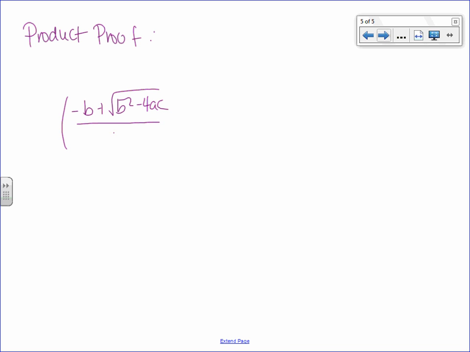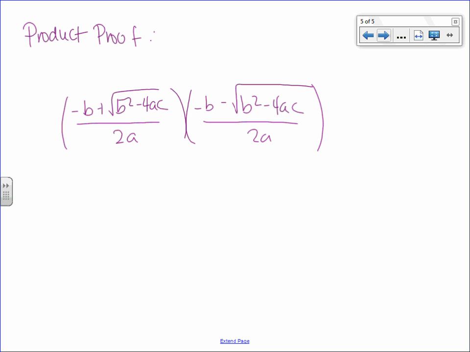We can do a similar proof for the product of the roots. Okay, so product proof. Now I'm going to multiply my two roots together. So I'm going to have negative b plus the square root of b squared minus 4ac all over 2a, times negative b minus the square root of b squared minus 4ac all over 2a.